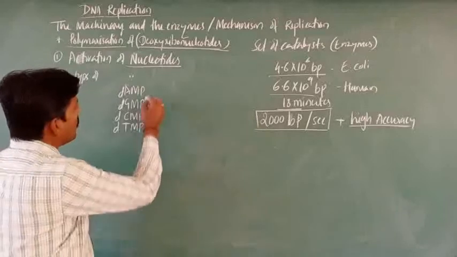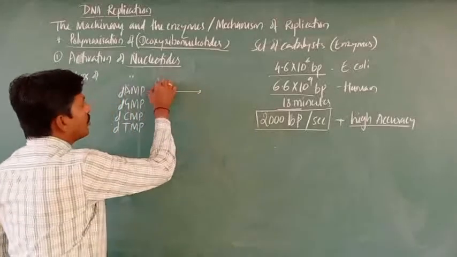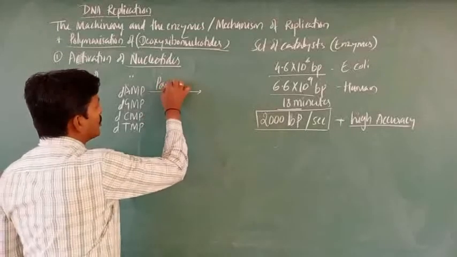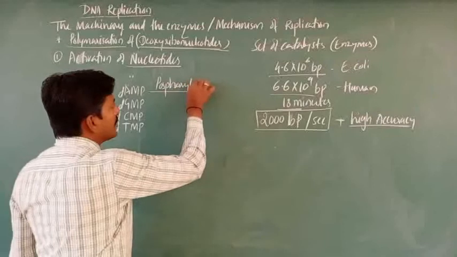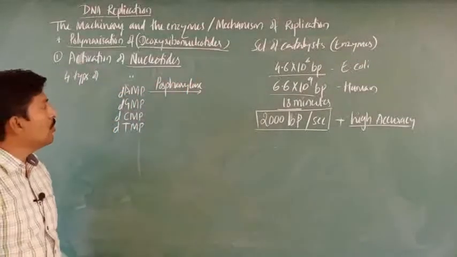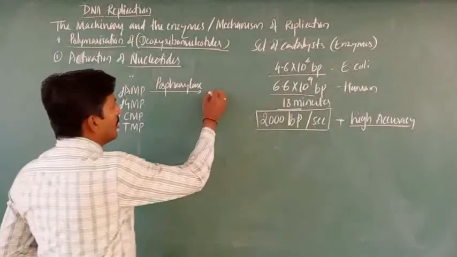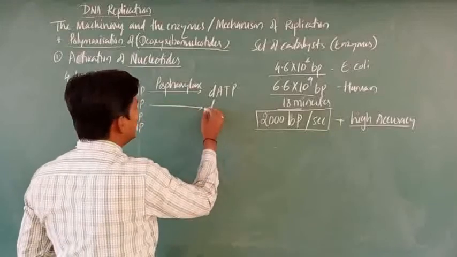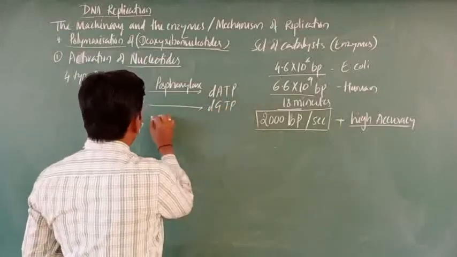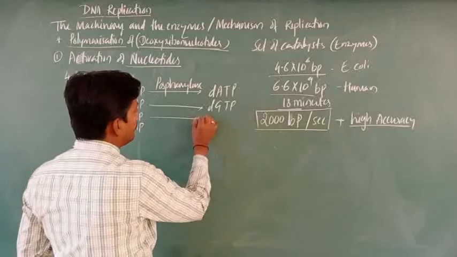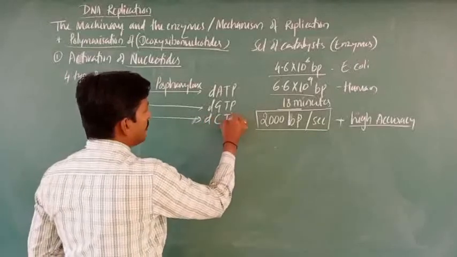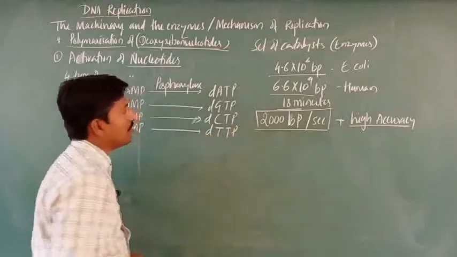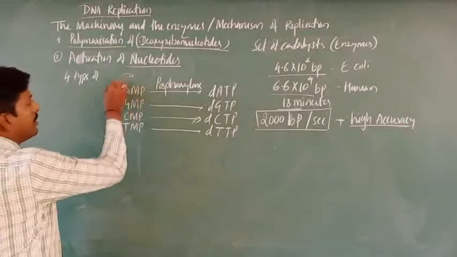So these monophosphates undergo phosphorylation, with the help of phosphorylase, an enzyme involved in the addition of phosphate. They become dATP, dGTP, dCTP, and dTTP. These are what we called, they are there in the inactive form, right?